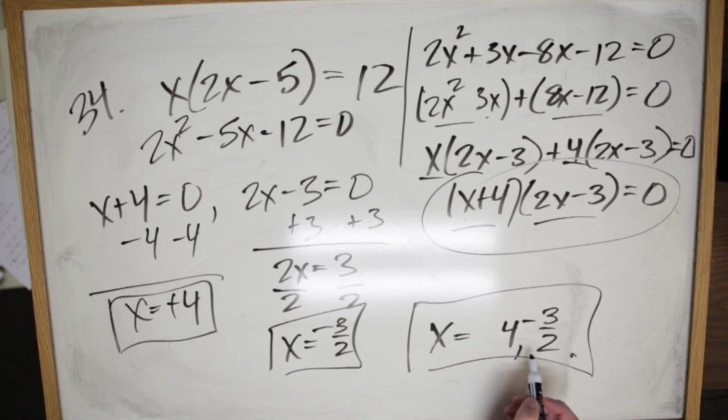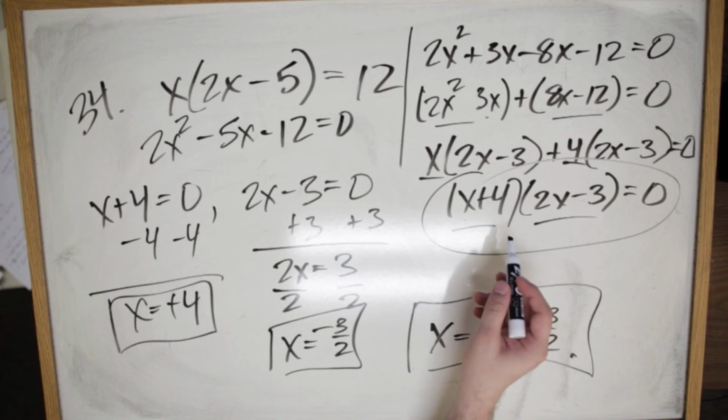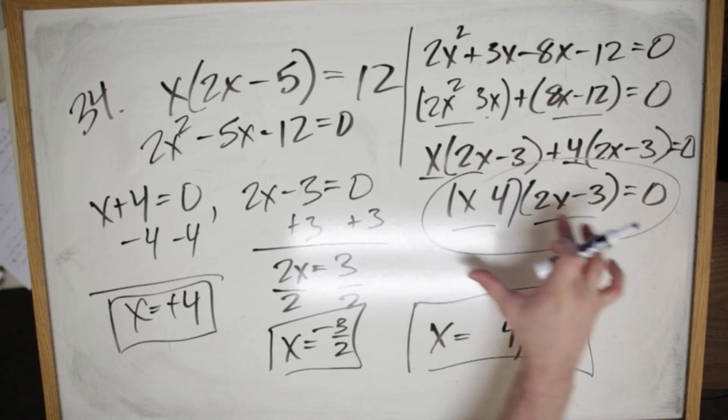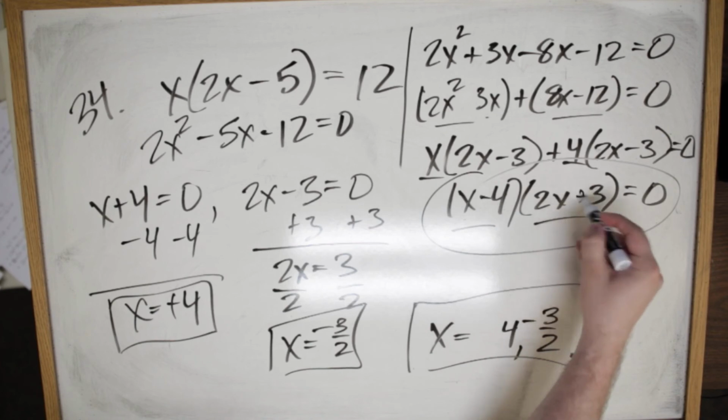This is the solution. I made a mistake here with the factoring. The signs basically just end up getting flipped. So this is a minus. This is going to be a plus. Okay.